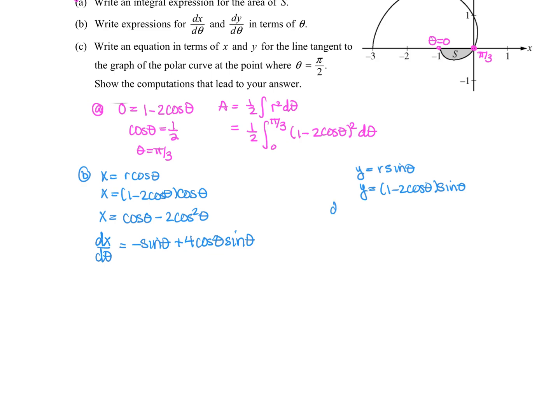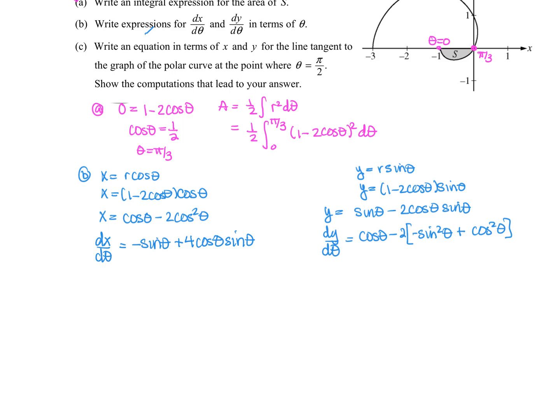And dy d theta is going to be basically kind of the same thing. I'm going to go ahead and distribute it first. So y is equal to sine theta minus 2 cosine theta sine theta. So dy d theta, just taking the derivative of that, would be cosine theta. Now we have a product rule, so I'm going to leave the 2 out in front. The derivative of cosine is minus sine. Copy down the second one. The derivative of sine is cosine, so copy down the first one. And there's your expressions for both dx d theta and dy d theta.